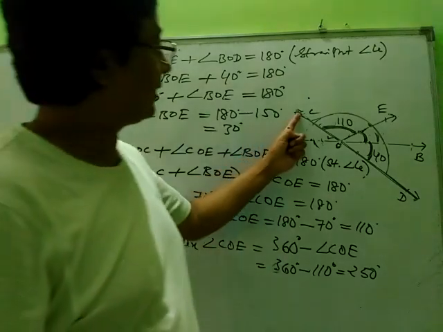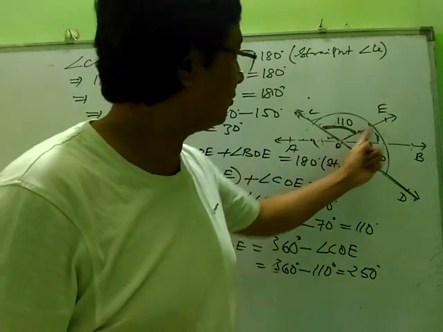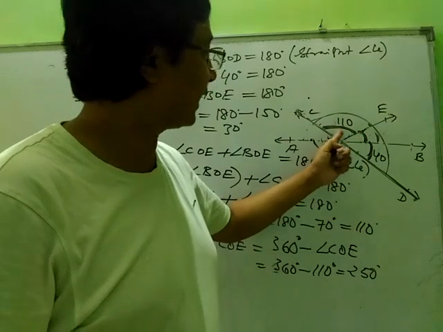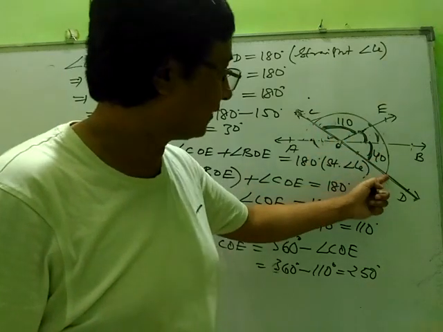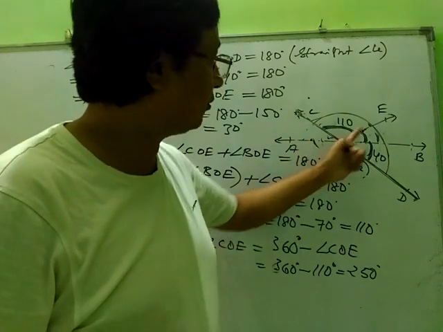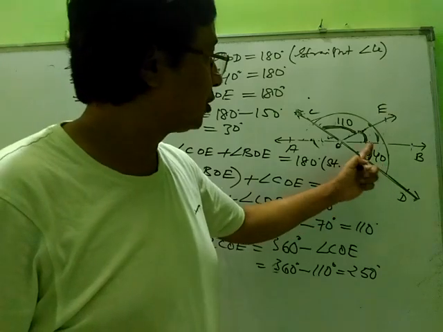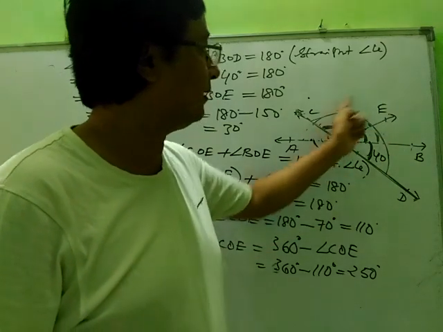Now this is the straight line CB. On this line CB, there are two rays OE and OD, and these are the three adjacent angles. So by adding these three angles, you have got 180 degrees. By finding out COE, you got 110, and here BOD is given as 40 degrees. So you have got BOE using the linear pair axiom.